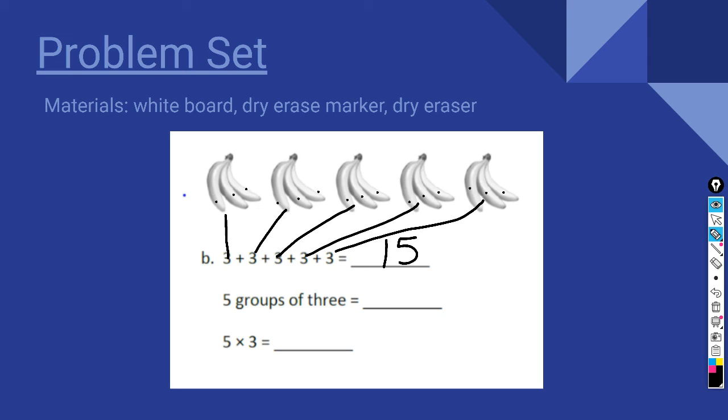On your whiteboard, go ahead and put an answer for the next 2 problems. 5 groups of 3 equals what? And 5 times 3 equals what? And we know that 5 times 3 is really 5 groups of 3, just like here, 5 groups of 3. So go ahead on your whiteboard and write what 5 groups of 3 equals. Right, 15. 5 groups of 3 equals 15, and 5 times 3, which is really 5 groups of 3, equals 15.